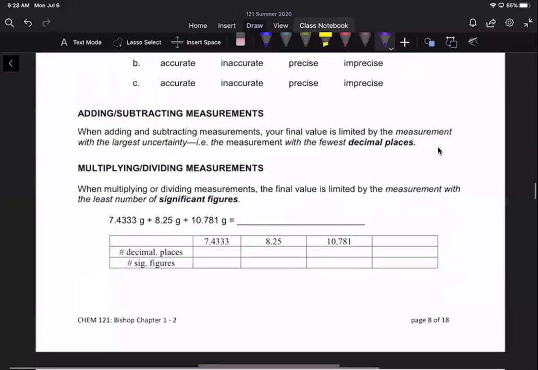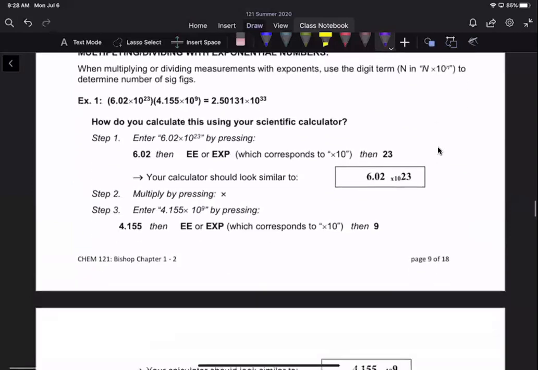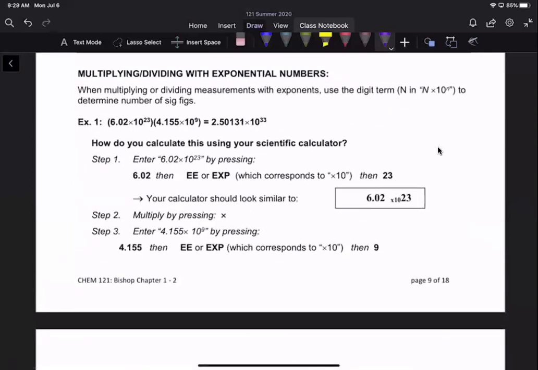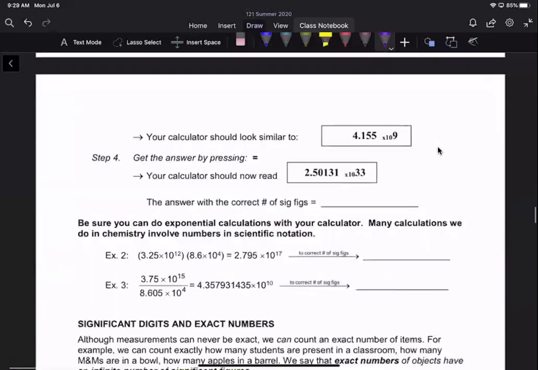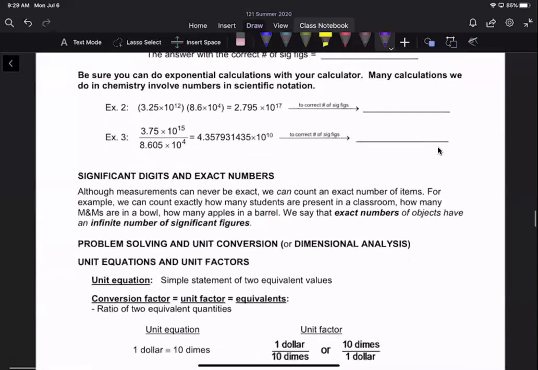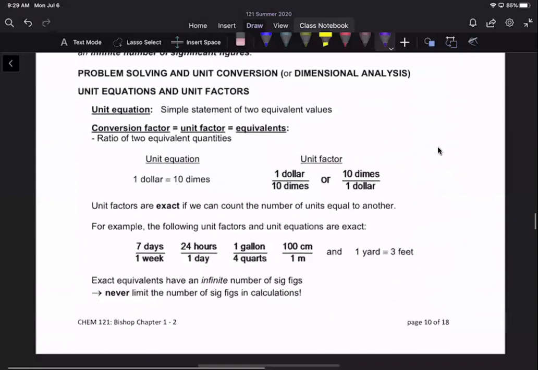And let's see, we got all the way through these significant figures. I'm going to ask you to bring a calculator to do this exercise together as a breakout group. So we will do that, and I'll give you another one. I'm going to ask you to also divide this. So let me just add that. 3.75 times 10 to the 15th, and then we're going to divide that by 8.605 times 10 to the 4. All right, we'll discuss unit factors.